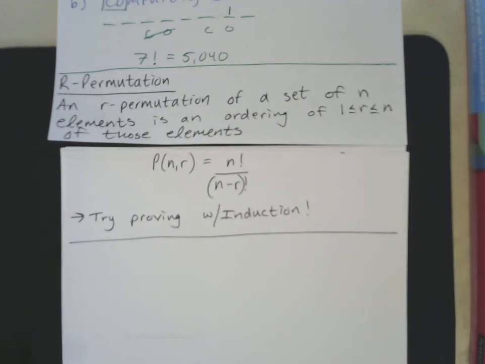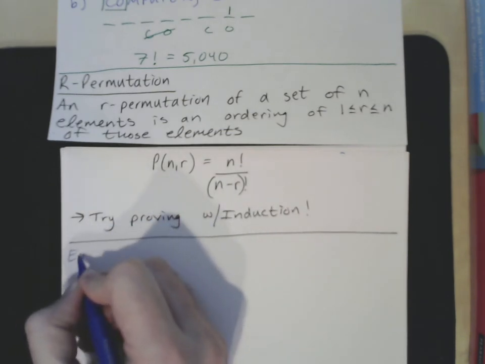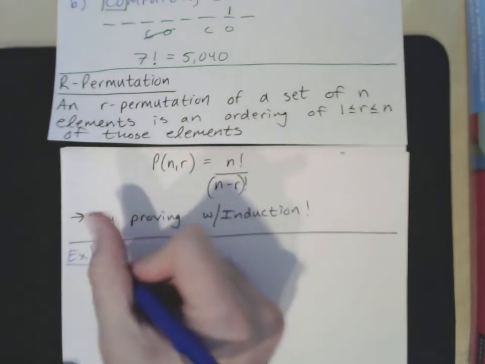And you can try that out and check your work. But this is what an R permutation is. So we're just going to walk through a couple examples and then a little proof that uses R permutation.